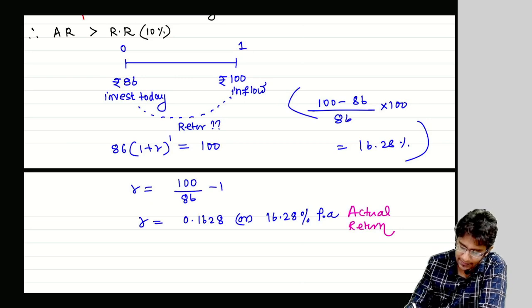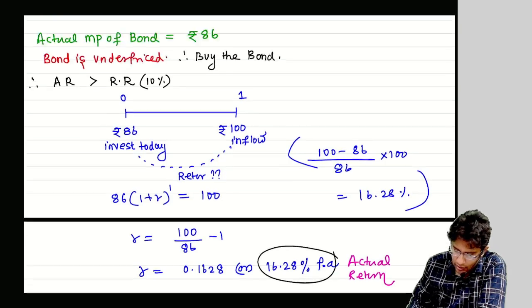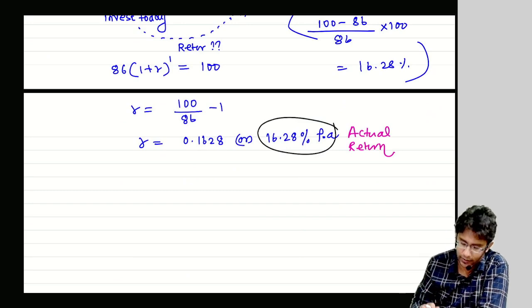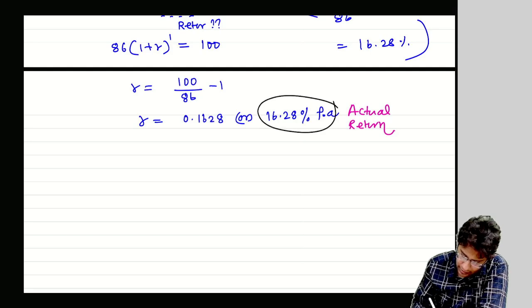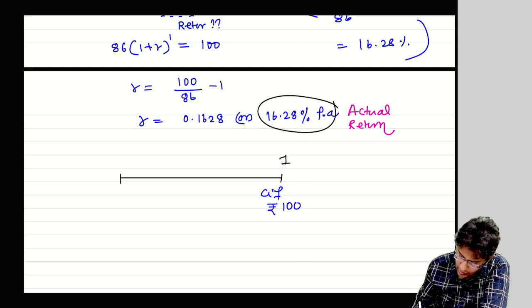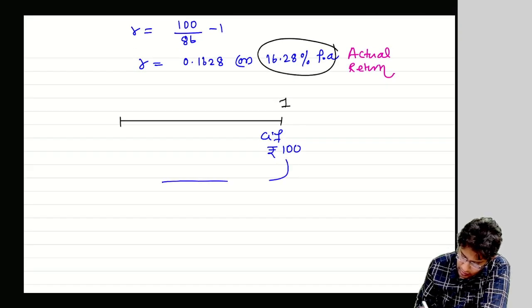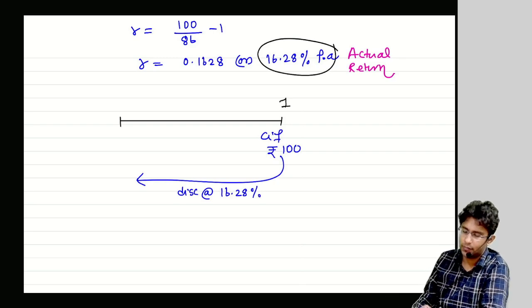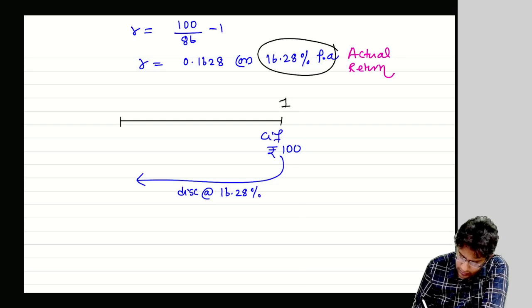Now my point here is this. Your required return is 10, but your actual return is 16.28. Now, what will happen if I take the bond's future cash flow of rupees 100 and discount it to today at 16.28%? What will happen? Sir, what will we know, sir? Try 100 rupees divided by 1 plus 0.1628.